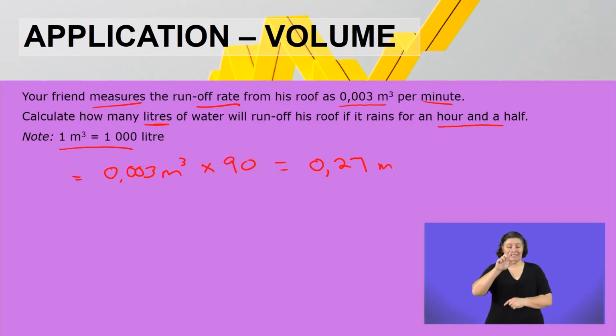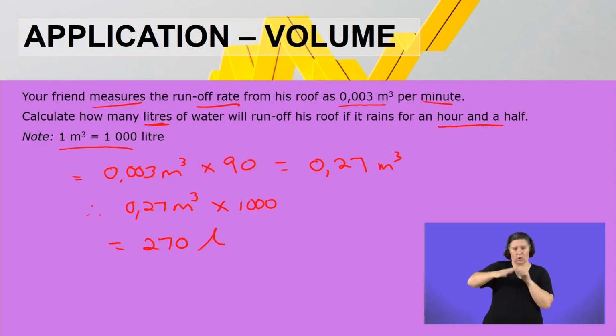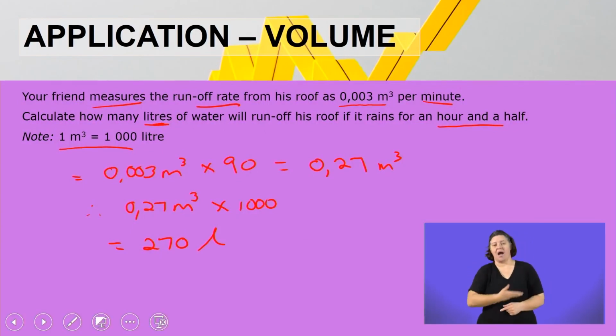So that will give me 0.27. And remember, this is cubic meters. Right, so I'm saying 1 cubic meter equals 1,000 liters. You want to know how many liters. So therefore, I take my 0.27 cubic meters. I know one of it equals 1,000 liters. And I multiply that by 1,000. So all in total, I'll have 270 liters of water that will run down his roof in a scope of 1 hour and a half.